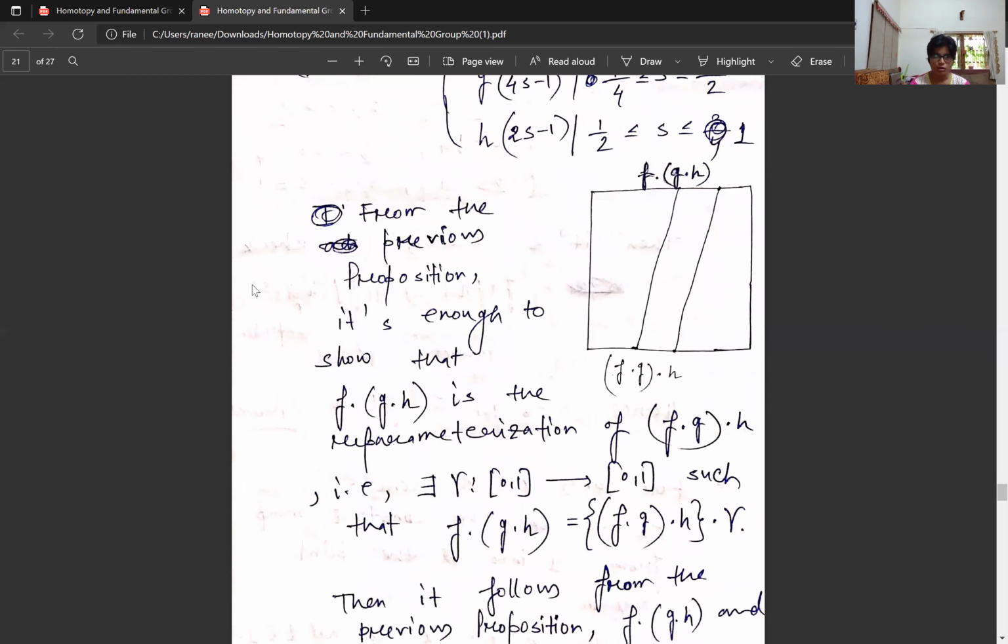So from the previous proposition, it's enough to show that F composed with G composed H is a reparameterization of F composed G composed with H. So if I can see that these two things, F followed by G product H, and F product G followed by H, are reparameterizations of one another, then we can claim that they are homotopic to each other, as we have seen in the previous proposition that homotopy behaves well with reparameterization.